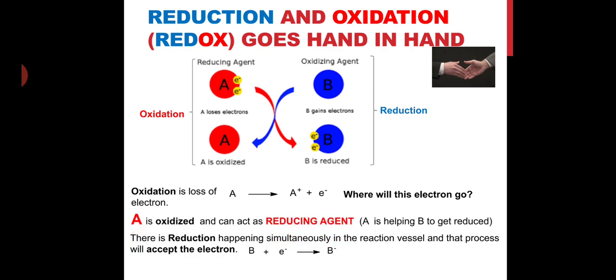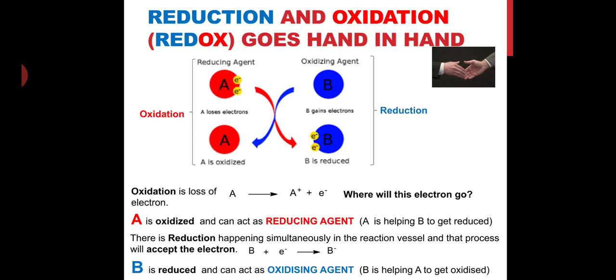So, A is getting oxidized and acts as a reducing agent. But why? A is giving electron and B is accepting electron and getting reduced. Therefore, A is helping B to get reduced, and so A is a reducing agent. On the other hand, B accepts electron from A, as a result of which A gets oxidized, and hence B is helping A to get oxidized.